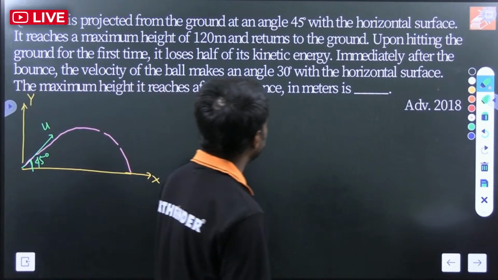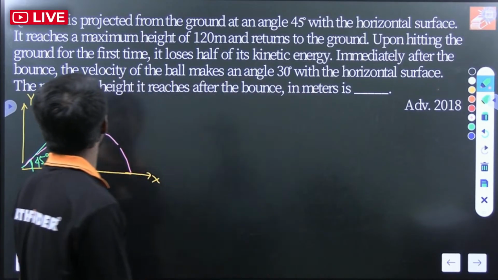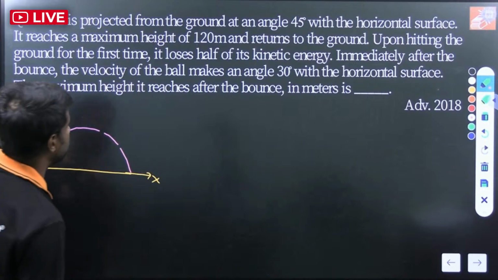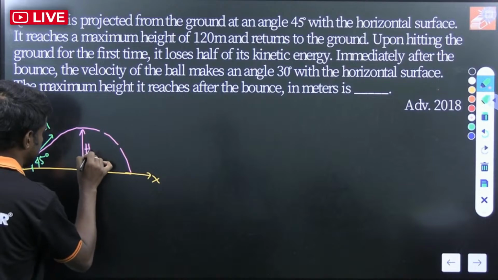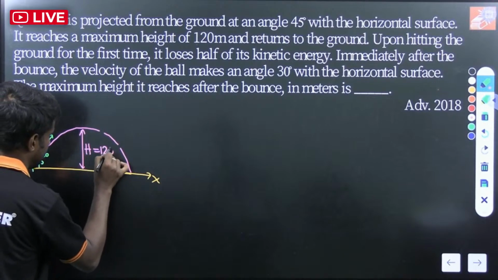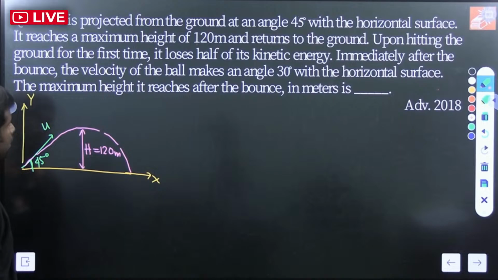So 45 degrees with the horizontal surface, it reaches a maximum height of 120 meters. So they said this height, let's say h is equal to 120 meters. Okay.